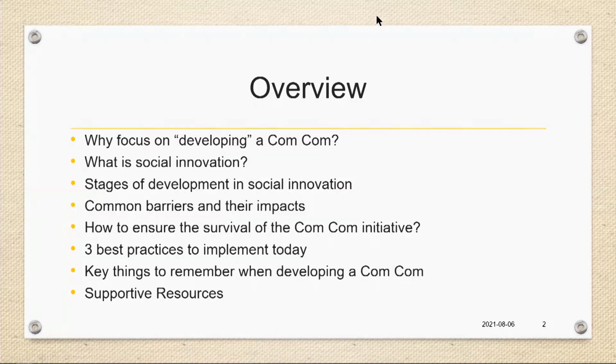Just to quickly go through what we'll cover today. We're going to focus on why, focus on developing a compassionate community versus starting up. What a social innovation is. We're going to talk a little bit about social innovation to help us understand it, its stages and barriers. And then what else we can do to ensure the survival of our compassionate community initiative. Then we're going to focus in on 3 best practices that you need to think about today to look at engaging in your initiative so that, again, you can ensure its survival. Give you a couple of key things to remember while you're working on your initiative and having those engagements in the community, and then going to share a lot of supportive resources with you that you can access that are free and available.